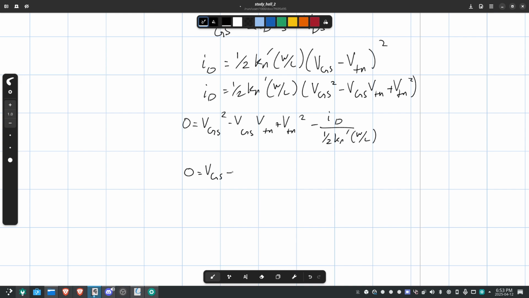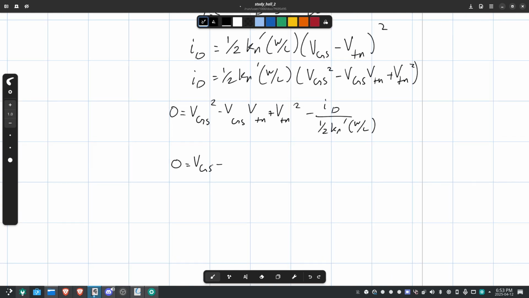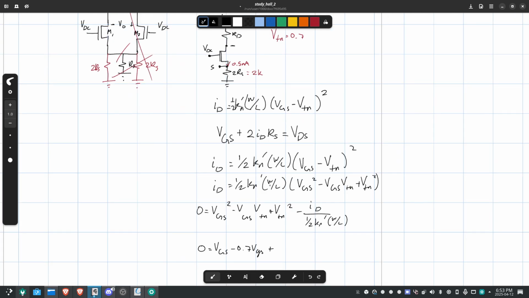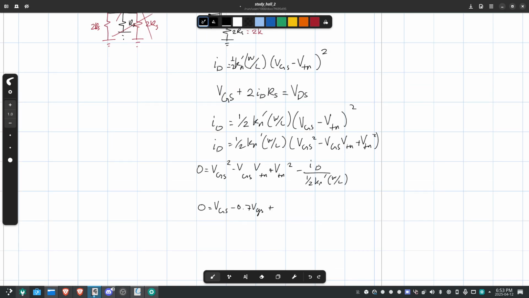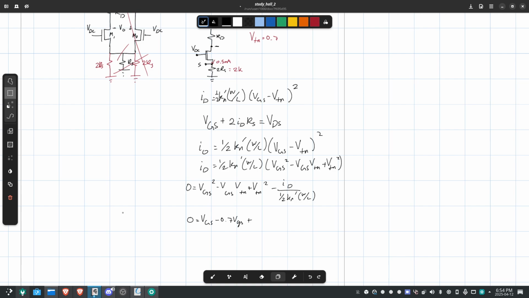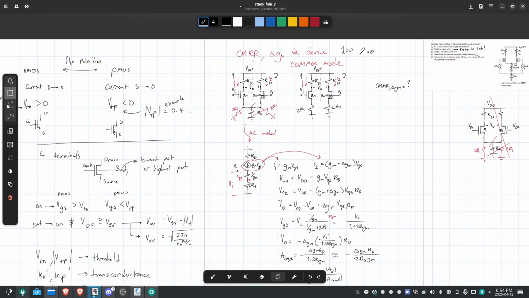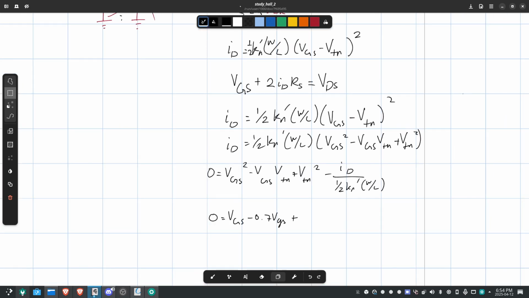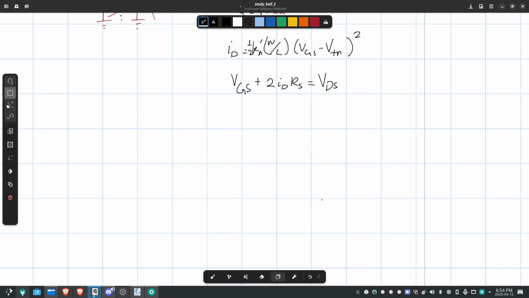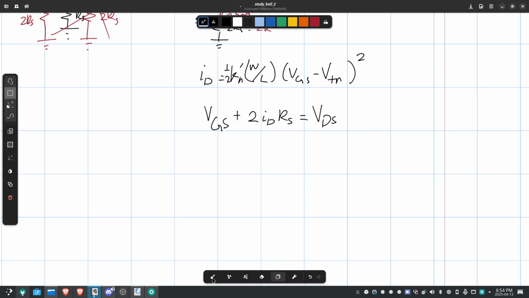So 0 is VGS minus VGS. What's VTN? 0.7? 0.7. VGS plus, and this is going to be overcomplicated. Am I missing something here? Because I'm just finding VGS to find VTN. You're smart. See, I forgot my own equation when I was mentioning the VOV. I've done this several times before. I'm sorry. Okay.